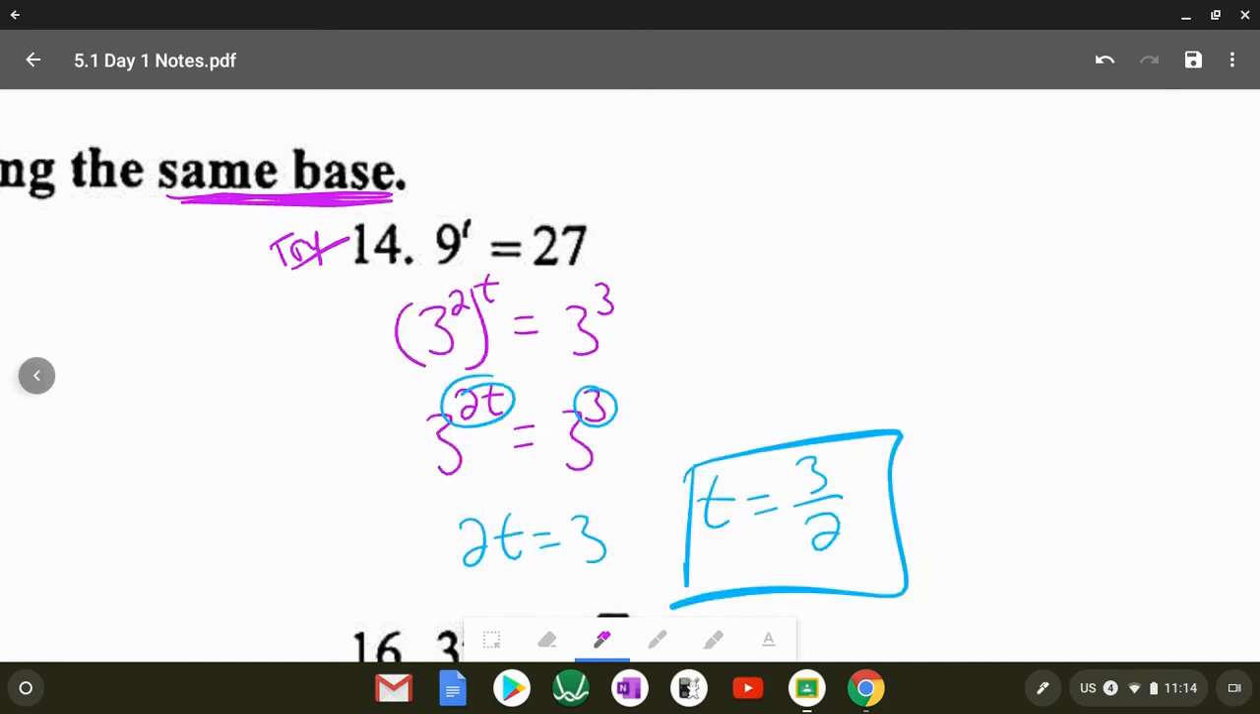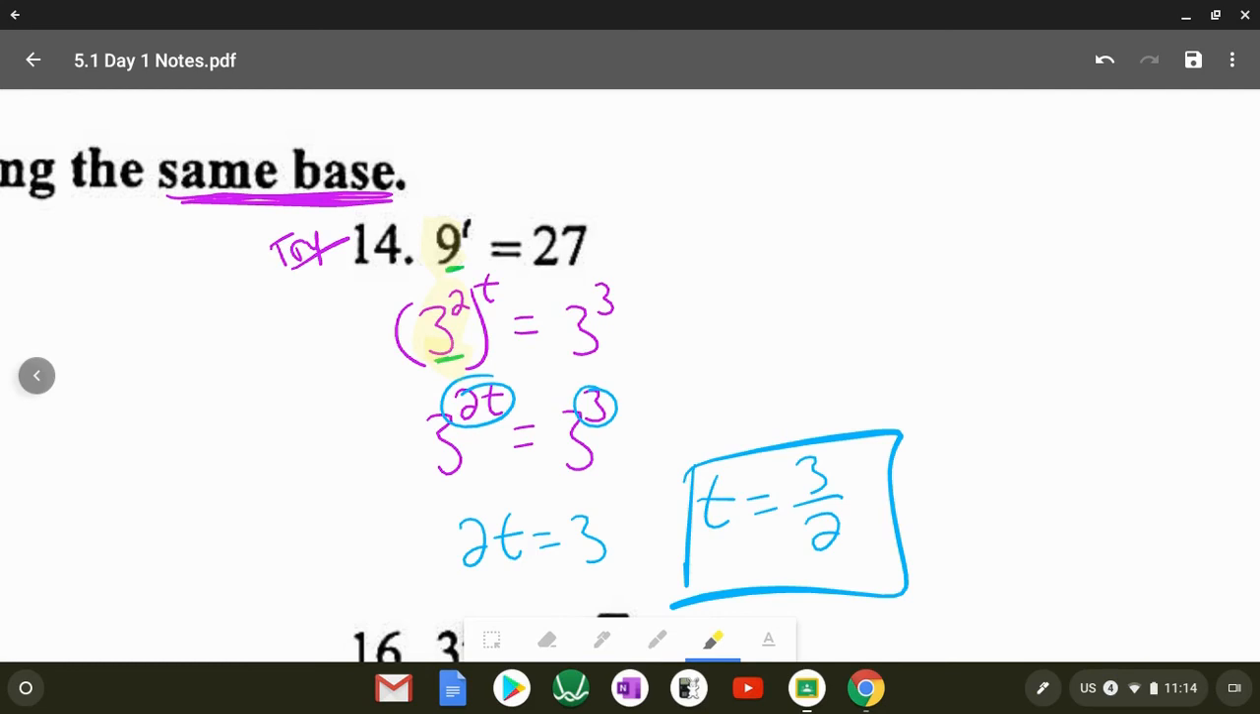All right, checking out number 14. Again, in this case, you cannot change 27 to be a base 9, so you have to change both sides of the equation. On the left side, we changed 9 to equal 3 squared, but we cannot ignore that t because it is in the exponent. So we have 3 squared raised to the t. All we did was replace the 9 with a 3 squared, but we kept that t.